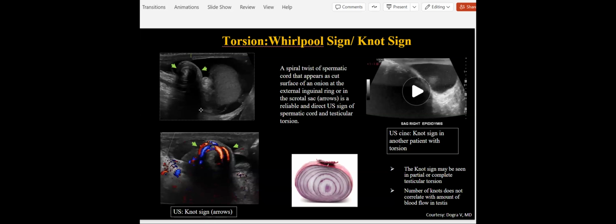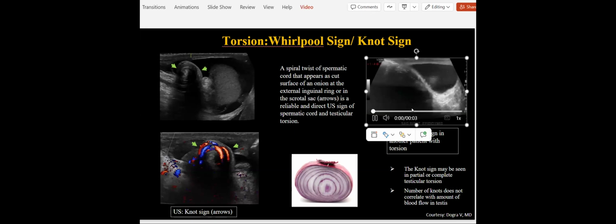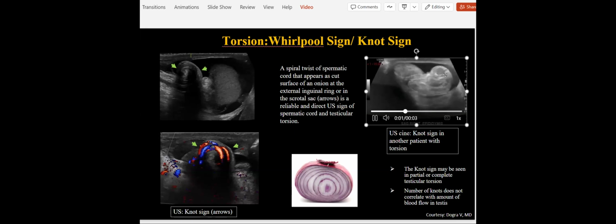We spoke about the whirlpool sign, the twisted pedicle in ovarian torsion. That also is something we see in testicular torsion. We see the twist here, something that looks like a cut slice of onion, and that's the ultrasound video. We see the twist one more time. So that's the twist that we see. That's about it. Very nice.